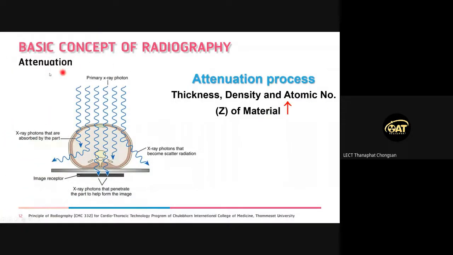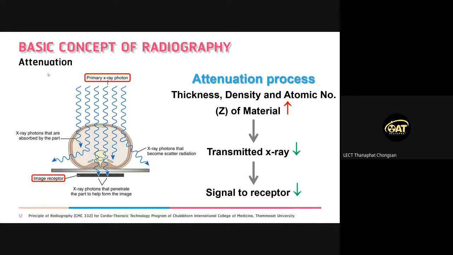Attenuation. The one phenomenon used to create radiography is attenuation. Attenuation is the process of reducing the intensity of radiation as it passes through the body. If the body has high thickness, density, and atomic number of human tissue, radiation intensity and signal will be reduced more.